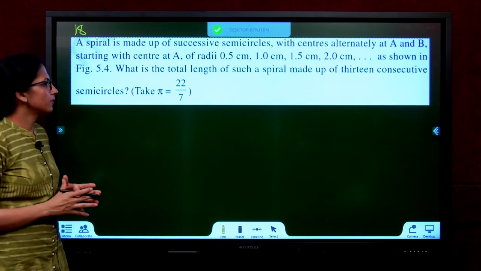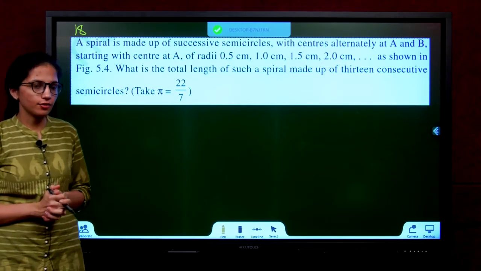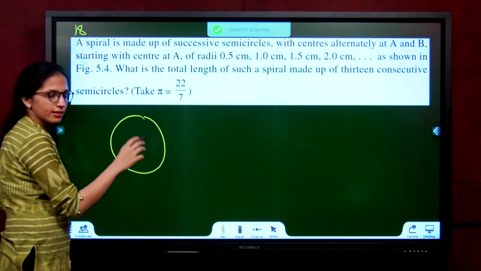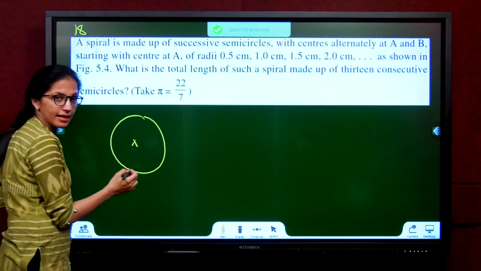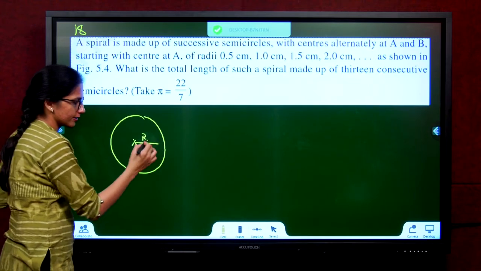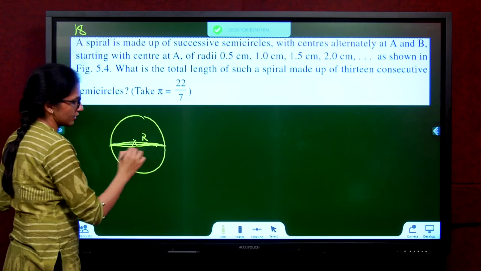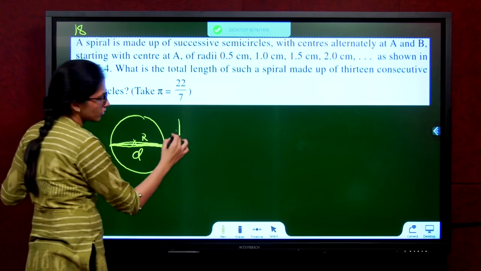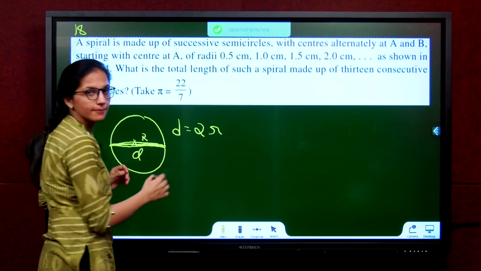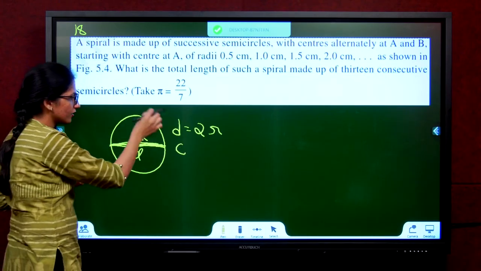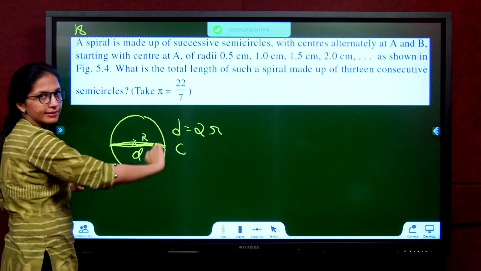Before we do this problem, let's understand some basic things about a circle. If this is a circle, and this is the center, this is called the radius. This whole thing is called the diameter. It should pass through the center. Diameter is always 2 times radius. Circumference of the circle means this outside line, the circle.